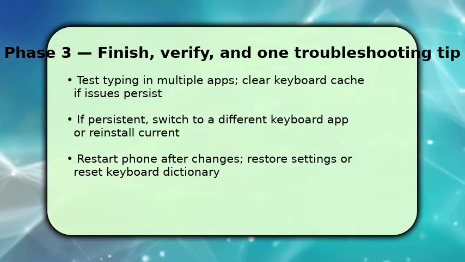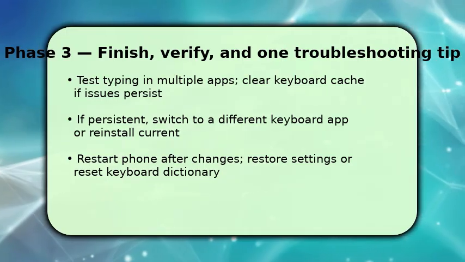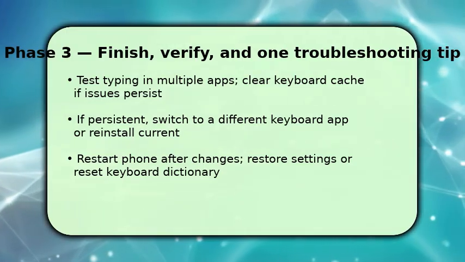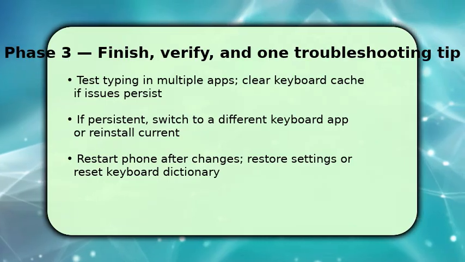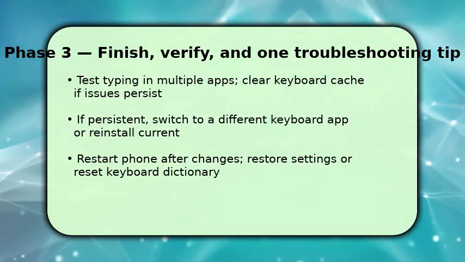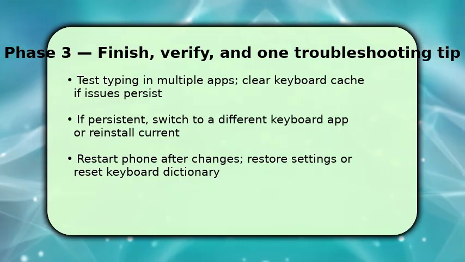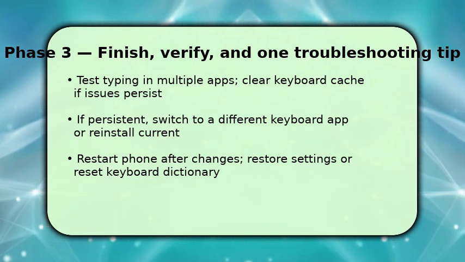As an alternative, install a simple third-party keyboard and set it active. Once satisfied, restart the phone to cement settings. Troubleshooting tip: if odd replacements continue, reset the keyboard dictionary or reinstall the keyboard app. That resolves corrupted learned words most of the time.